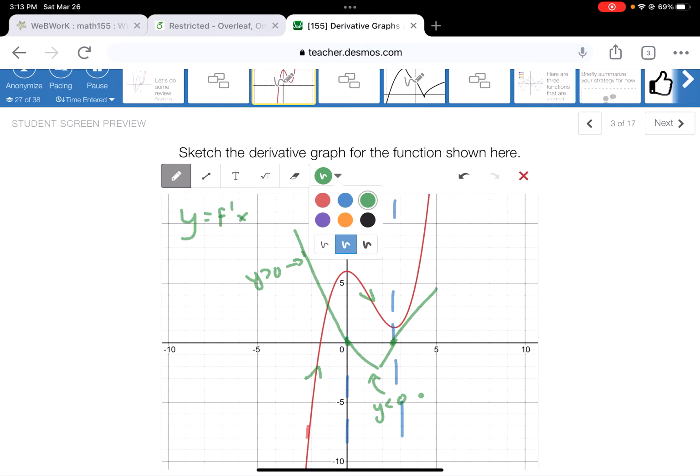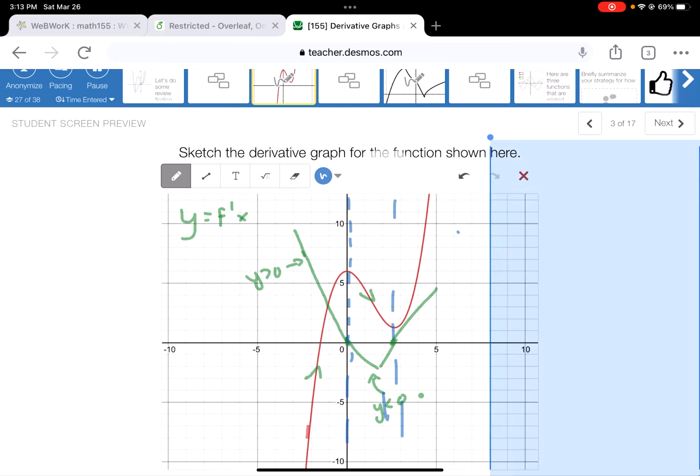And this is why I like to put down markers at the critical points, because then I can just focus on one section. I can say, okay, in this region, I had better always have positive y values for my derivative. So I always have positive y values for my derivative. Then in this region, I'd always have negative, so I always have negative. And then I always have positive.